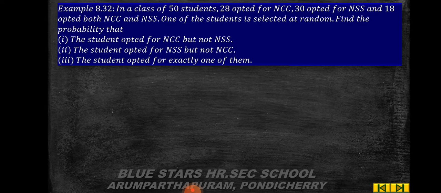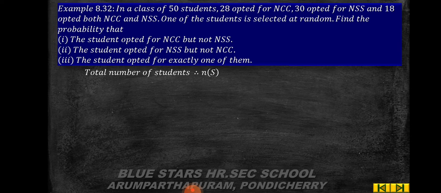Example 8.32. In a class of 50 students, 28 opted for NCC and 30 opted for NSS and 18 opted for both NSS and NCC. One of the students is selected at random. Find the probability that, first one, the student opted for NCC but not NSS. Second one, the student opted for NSS but not NCC. Third one, the student opted for exactly one of them.